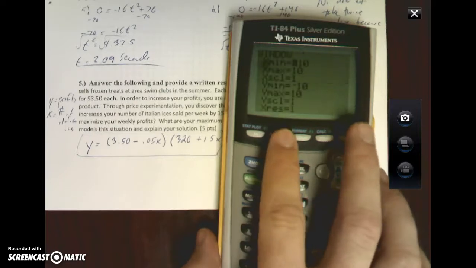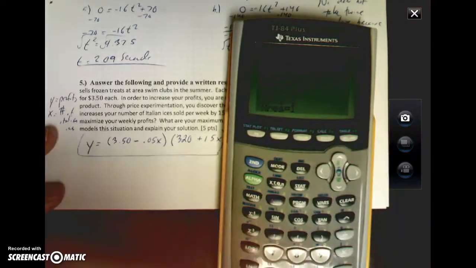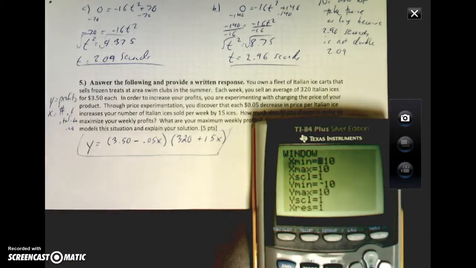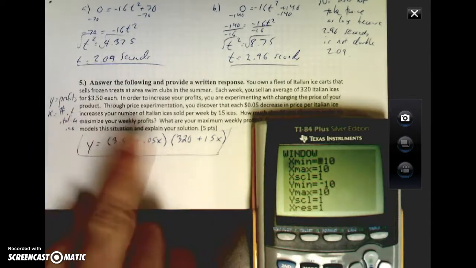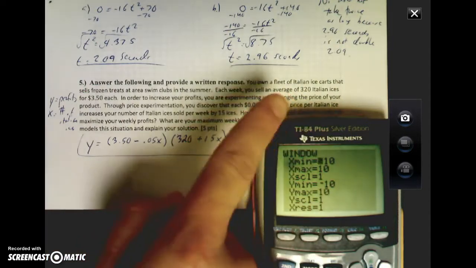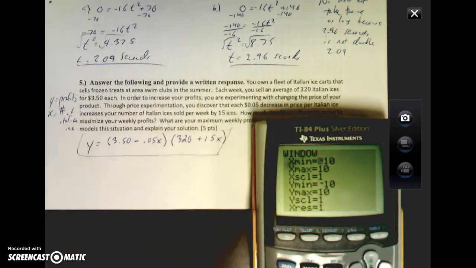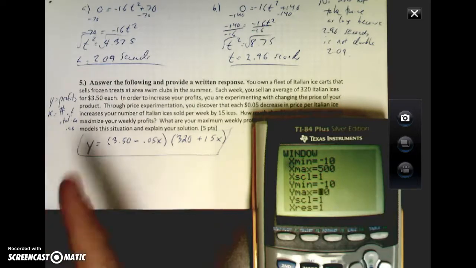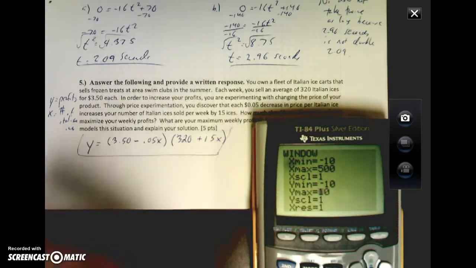Now we're going to notice pretty quick that I don't see it, so I have to change my window. Oh, that's a horrible looking graph. How am I supposed to know what the X and Y is? Well, check this out. The X is how many Italian ices you've sold. We're averaging 320 sold, so I'm going to go a little bit higher than that. Let's go to 500. And then for your profits, I'm going to go big because it's $3.50 each for 320. That's roughly times each other. You get around 900. So I'm just going to go 2,000.